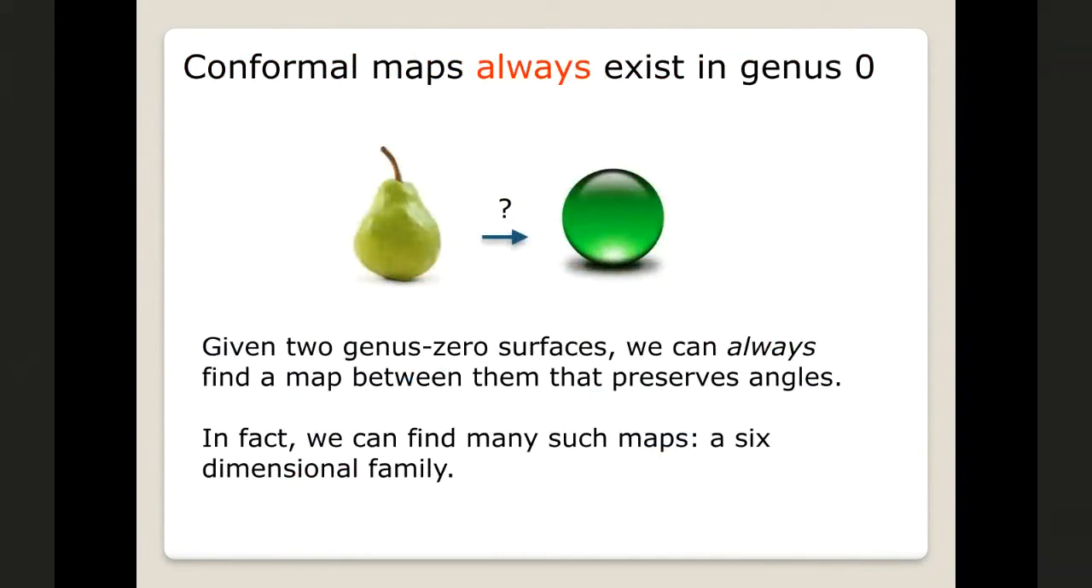And in genus zero, which is the case we're talking about today, the uniformization theorem tells us a very powerful fact. It tells us that if you take any two shapes of genus zero, there's always an angle preserving map between them. So there's only one conformal structure, if you like, is another way to say it, on genus zero surfaces. Given any two shapes, like this pair and this ball, we can find the surface-to-surface map from one to the other that preserves angles. In fact, not only can we find one, we can find many of these. There's a six-dimensional family of such conformal maps.